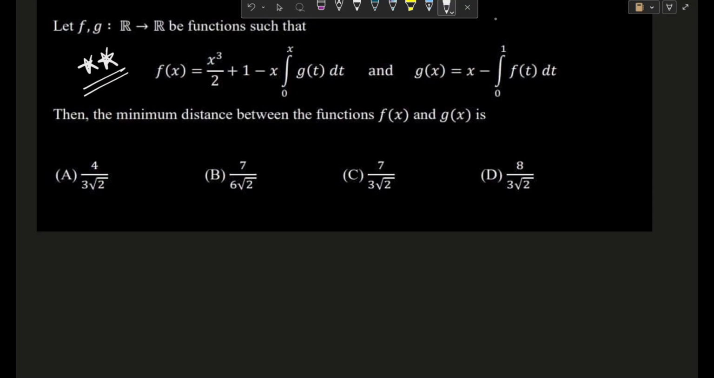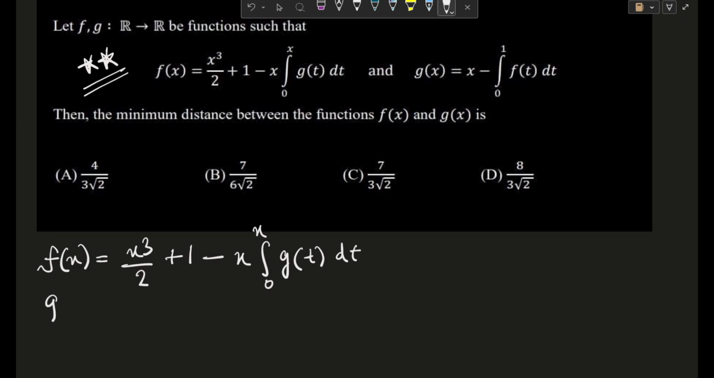So what I will do is, first I will write down our given equations. First is f of x, which is given to be equal to x cube by 2 plus 1 minus x times the integral from 0 to x of g of t dt. And our g of x is given to be equal to x minus the integral from 0 to 1, I'm sorry, of f of t dt.